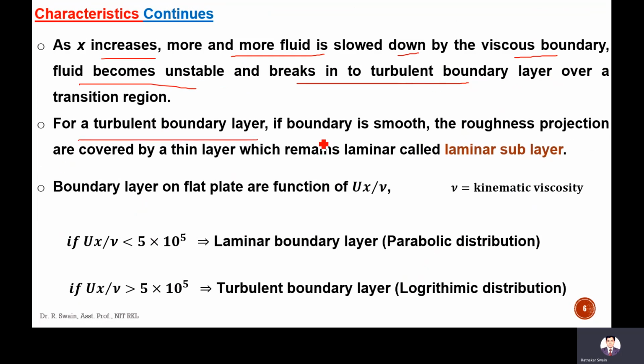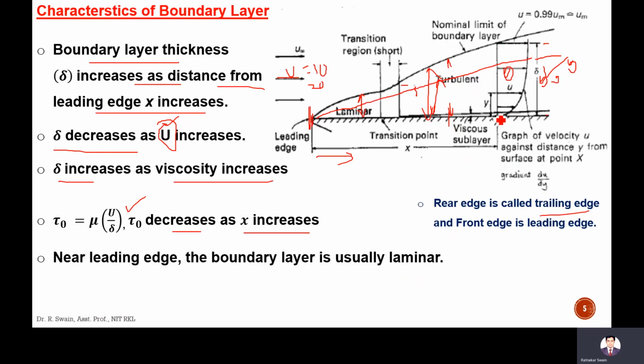For a turbulent boundary layer, if the boundary is smooth, the roughness projections are covered by a thin layer which remains laminar, called the laminar sublayer. As we already discussed, smooth boundary and rough boundary. In this turbulent boundary, if the boundary surface is smooth, then there will be a laminar sublayer. If the boundary is rough, then there will be no laminar sublayer. If the boundary is smooth, there will be a small layer near the boundary, called the viscous sublayer or laminar sublayer.